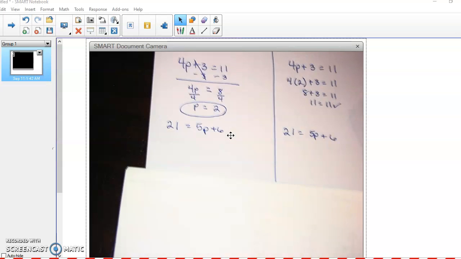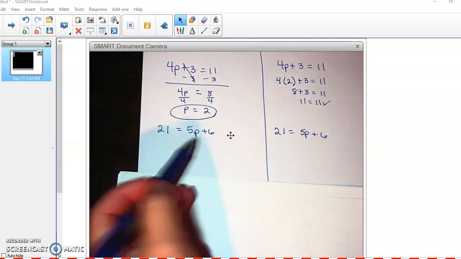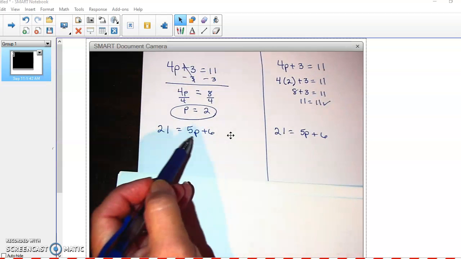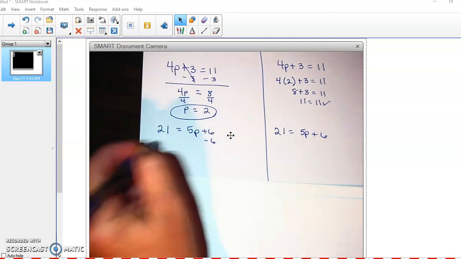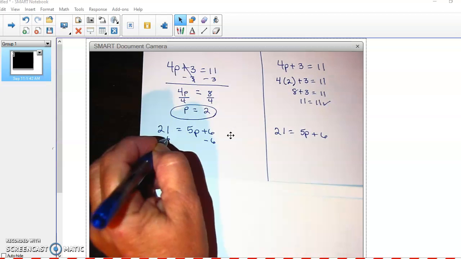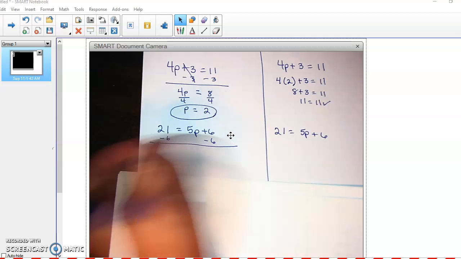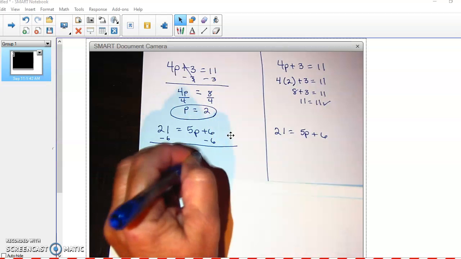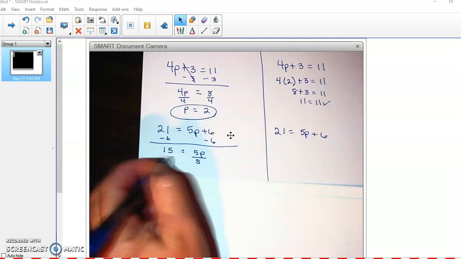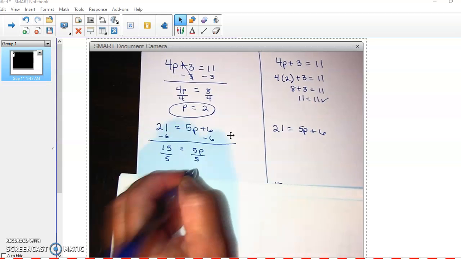Okay, the next problem. We want to get the p by itself. Doesn't matter which side it's on. We're just going to isolate it. So we're going to subtract 6 from both sides. 21 minus 6 is 15. We're going to divide both sides by 5. And p equals 3.